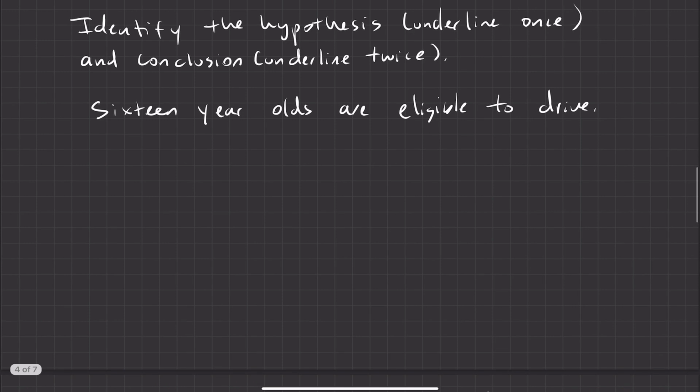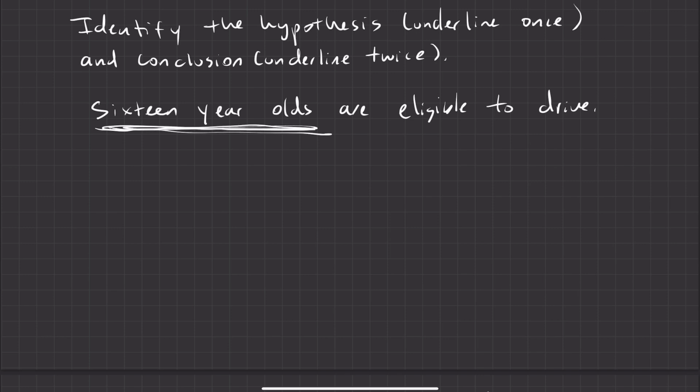Let's take a look at this one. This one's different. This one's pretty short. Identify the hypothesis, underline once, and the conclusion, underline twice. 16-year-olds are eligible to drive. This is from one of your notes here. Basically, this is not in the form if and then. But I'm going to underline the hypothesis, even though there's no if, and underline the conclusion, even though there's no then. So this is basically saying, I have to be 16 in order for me to drive.